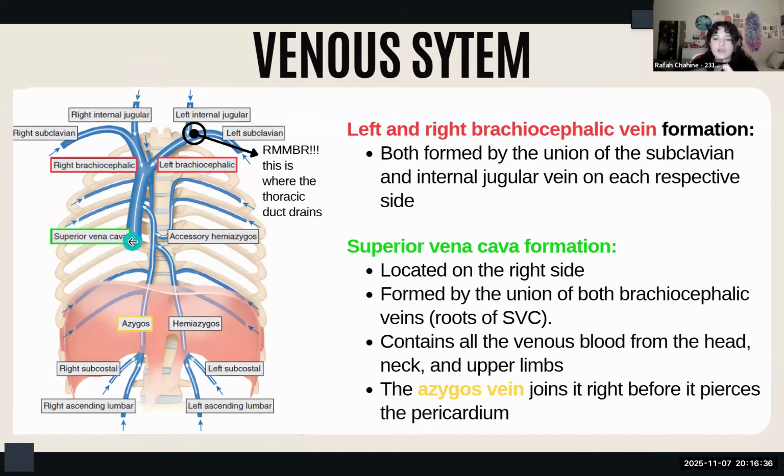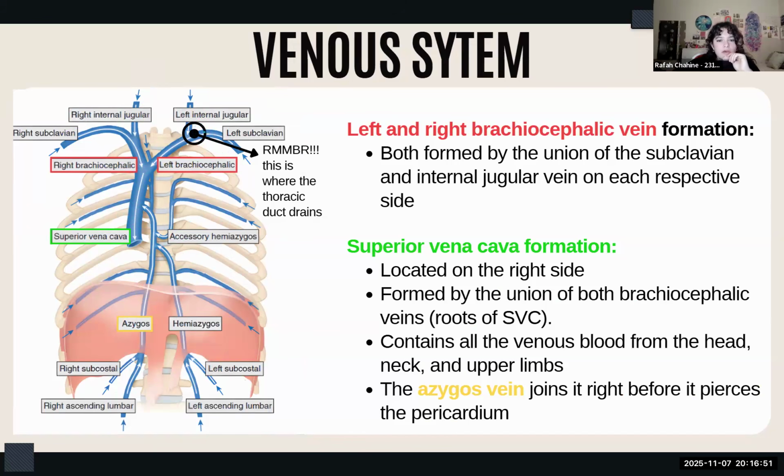And as you guys very rightfully mentioned before I even mentioned it, the accessory hemiazygos and the hemiazygos drain into the azygos, which drains into the superior vena cava. Highlighted this, just remember this is where the thoracic duct drains, okay?